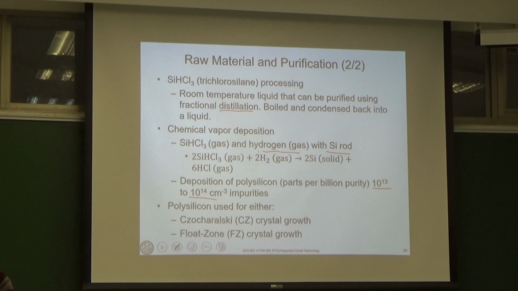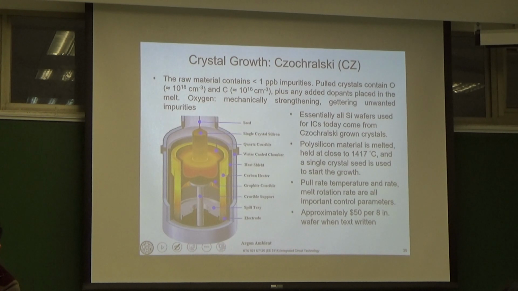And then we take this polysilicon, and we need to further purify it to get the single crystalline material for us. So now we will have the CZ and FZ crystal growth methods. First we introduce the CZ. So Czochralski.